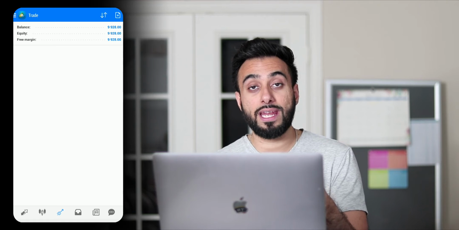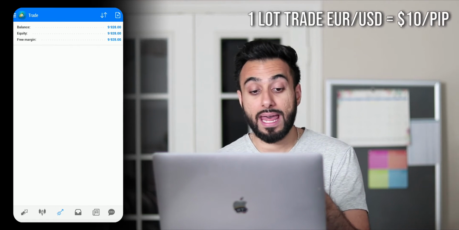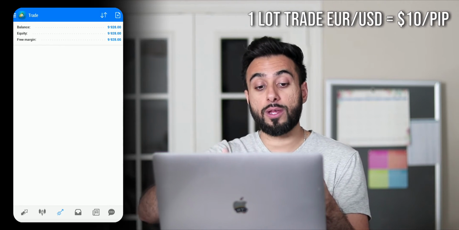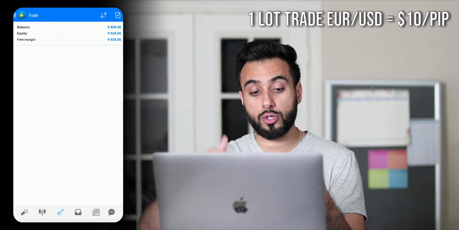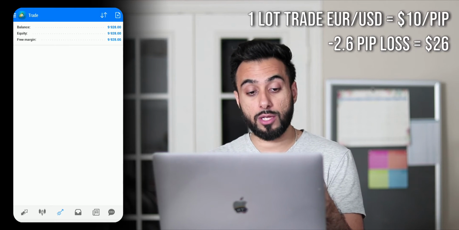And the fact that we were trading the currency pair Euro USD and this was a one lot trade, that means we either make $10 per pip or we lose $10 per pip. In this case, at the point that we closed the trade, we lost 2.6 pips, which is why we lost 26 bucks.